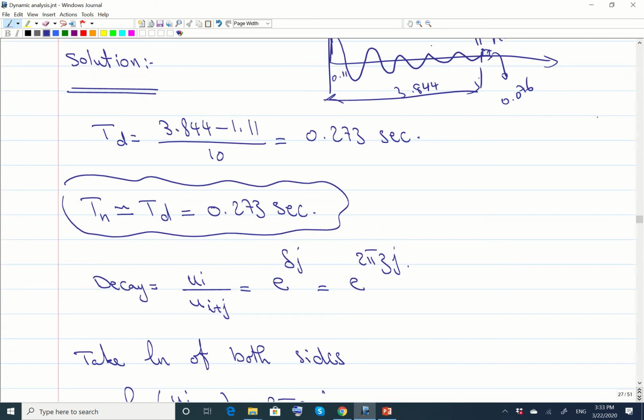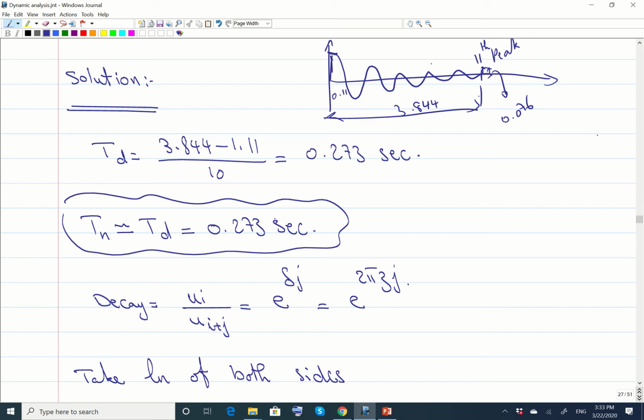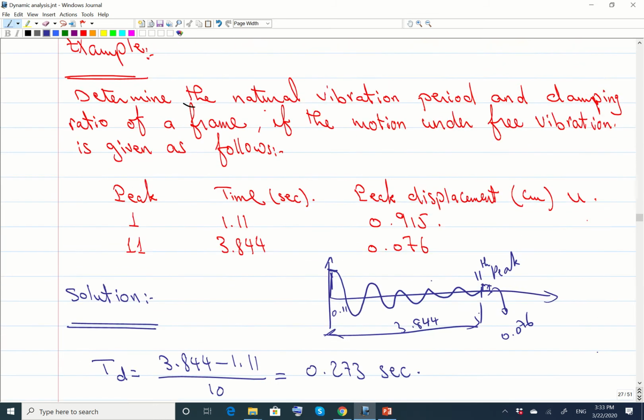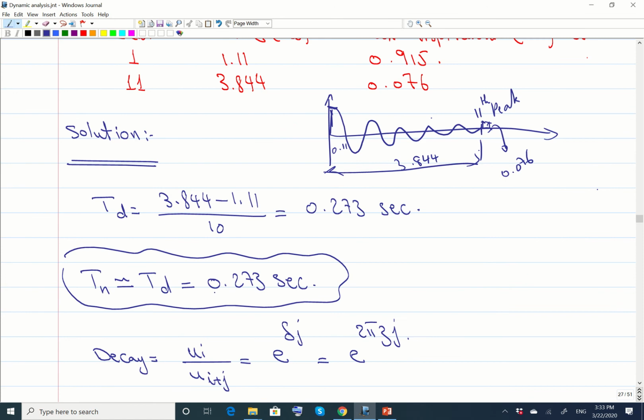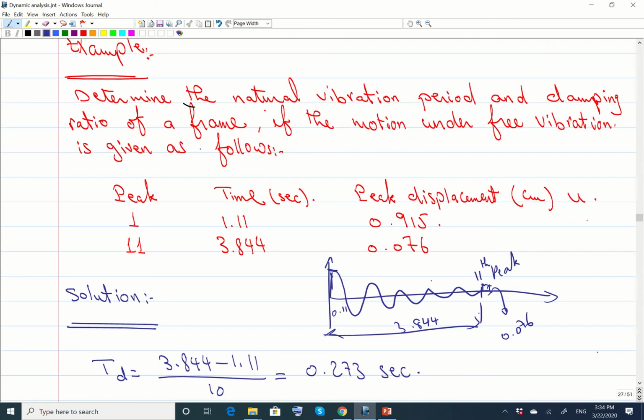If we assume that zeta is very small, the natural period will be approximately equal to the damped period, so the natural period is 0.273 seconds. So that's the first thing that we were required to find, the natural vibration period. But here this involves an approximation. We're going to see how to find Tn without that approximation. Now we also want to find how much is zeta, the damping ratio here.